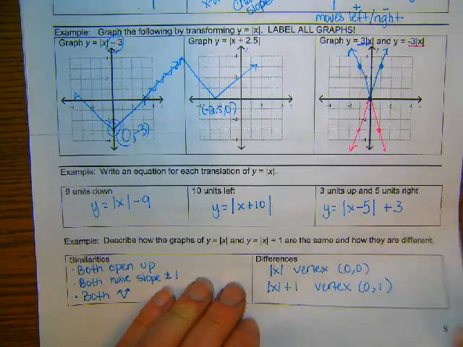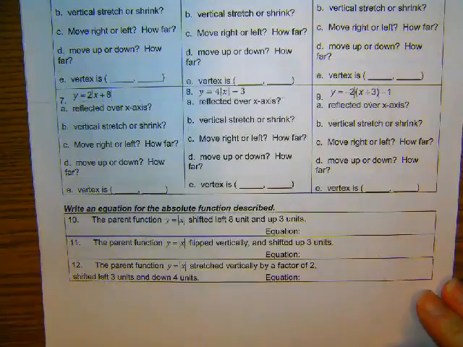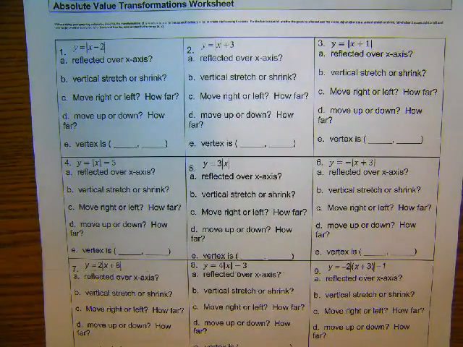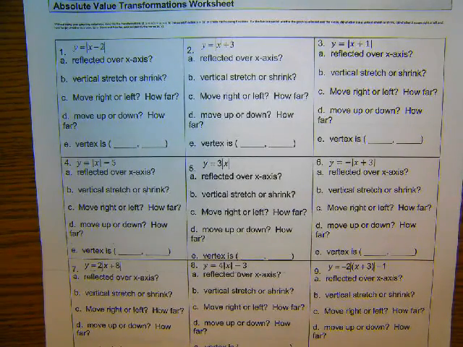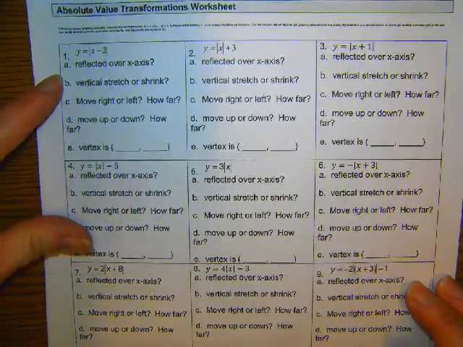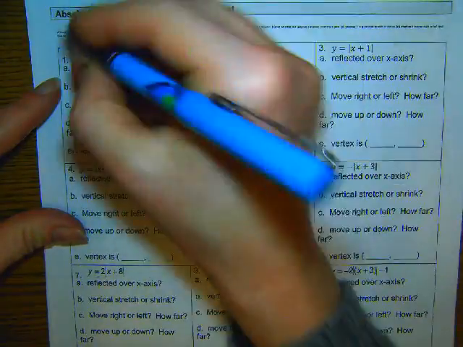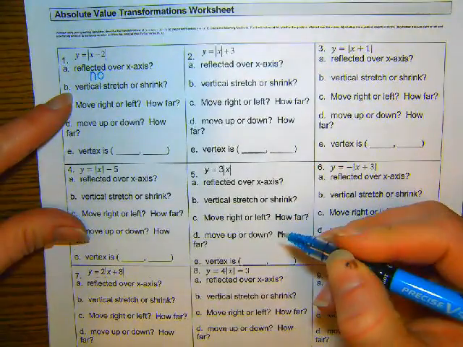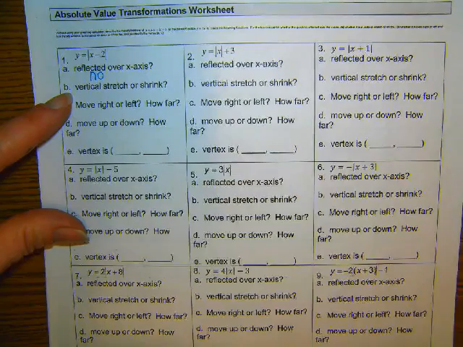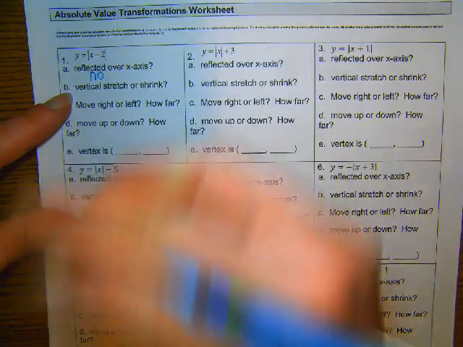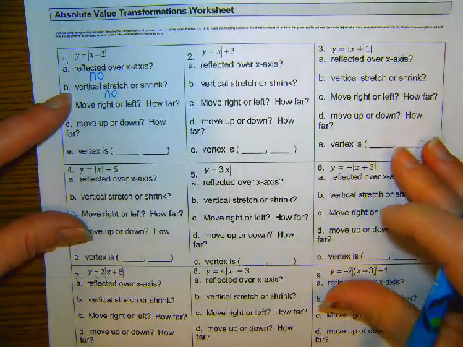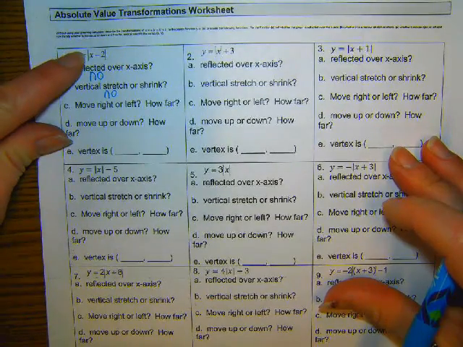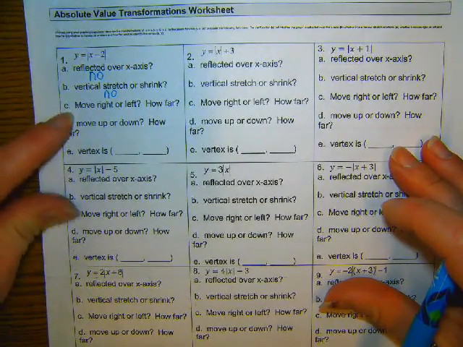So, now let's talk about your homework. I asked you to do the top 3. And here's the deal. Many of these questions on the top 3, it's just asking. So if it didn't happen, your answer is no. Was number 1 reflected over the x-axis? No. Was there a vertical stretch or shrink? No. How would I tell that? Is there a number in front? Nope. Okay.